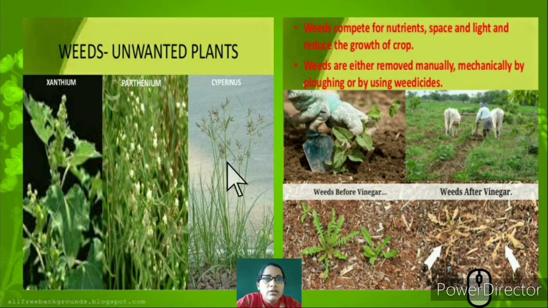So you can see that weeds can be removed manually or mechanically by plowing and also by using weedicides. Certain things you can see here: the weeds before adding vinegar and weeds after adding vinegar. So you can see the difference here. Certain examples of weeds are xanthium, parthenium and cyperus.